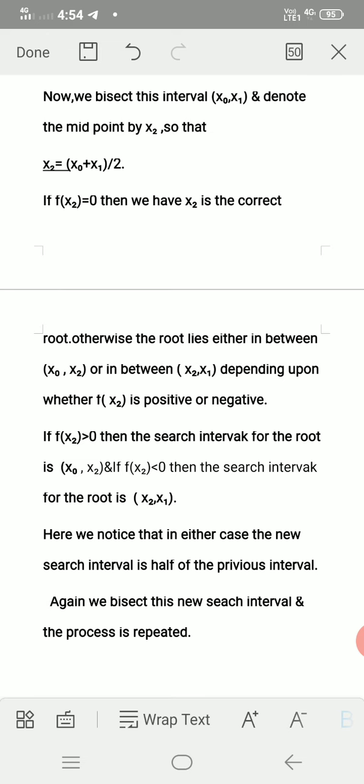Here we notice that in either case the new search interval is half of the previous interval. Again we bisect the new search interval. The process is repeated.